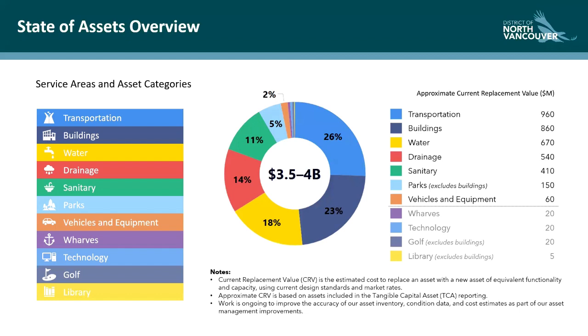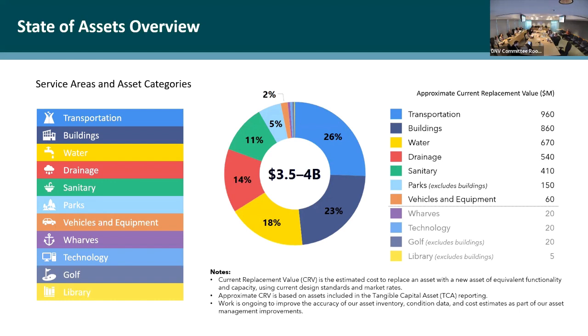They're shown on the left-hand side. In total, we estimate our collective assets to have a replacement value of approximately $3.5 to $4 billion. Breaking this down, about half of our asset value, or around $1.8 billion, is comprised of transportation and building assets, and they're shown as the two blue areas of the pie chart.